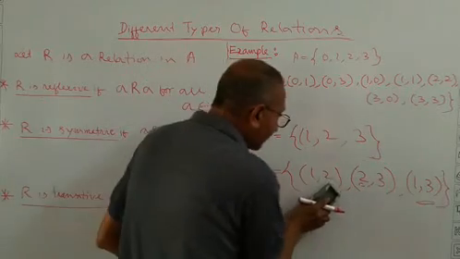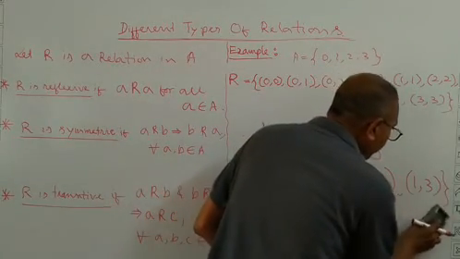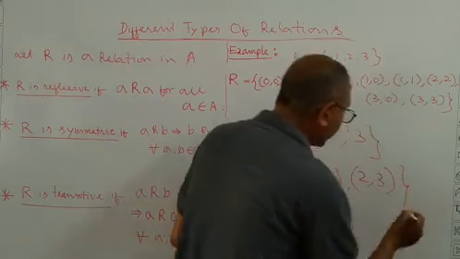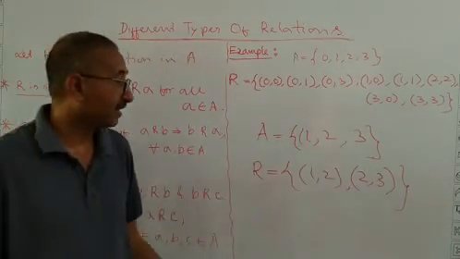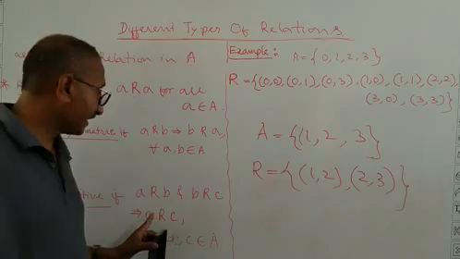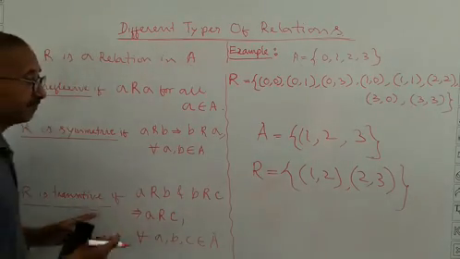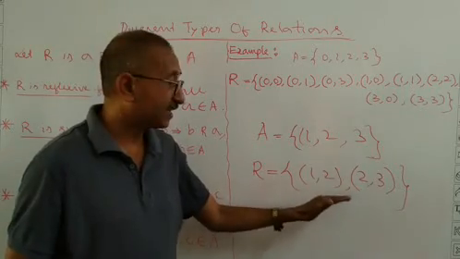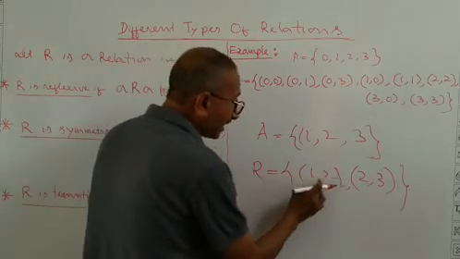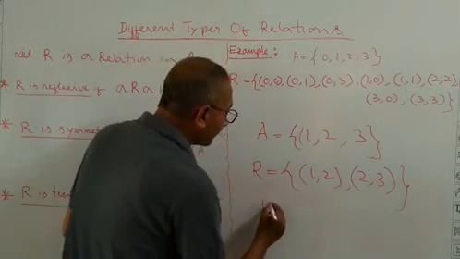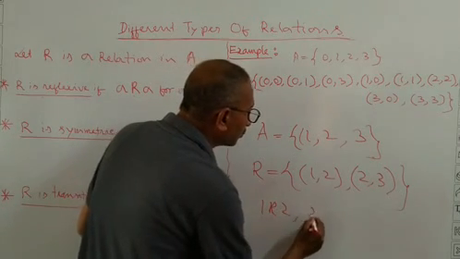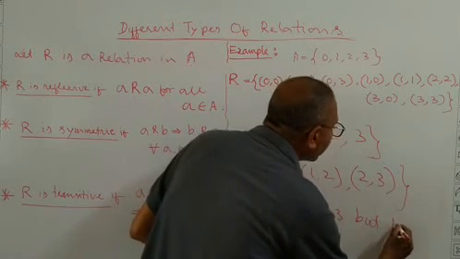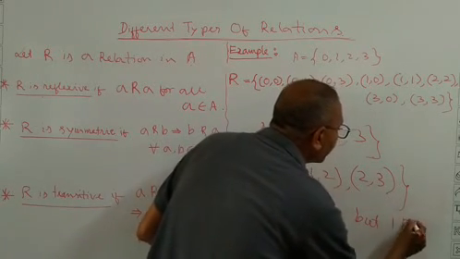So if it is transitive, now if I don't write this one and ask you, is it a transitive relation? Your answer will be no, it is not a transitive relation because 1 is related to 2, 2 is related to 3, but 1 is not related to 3.